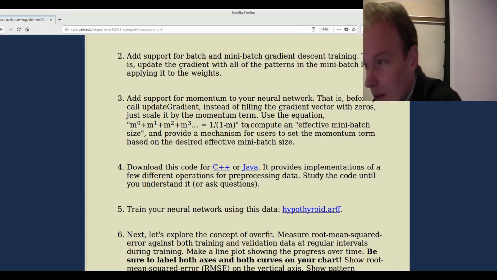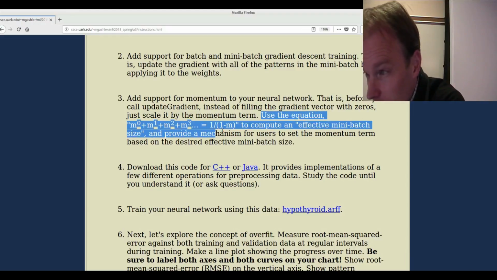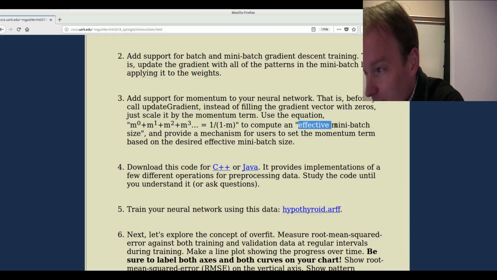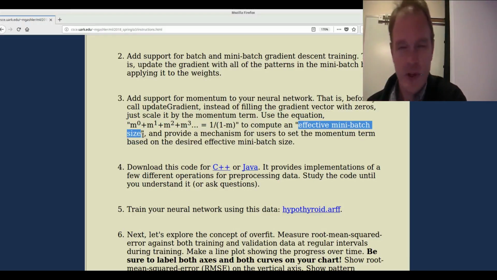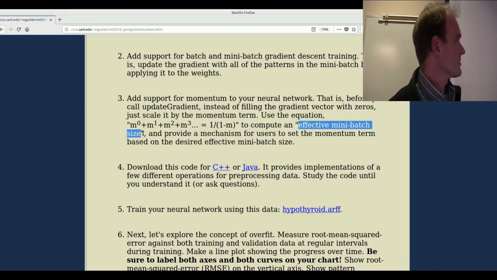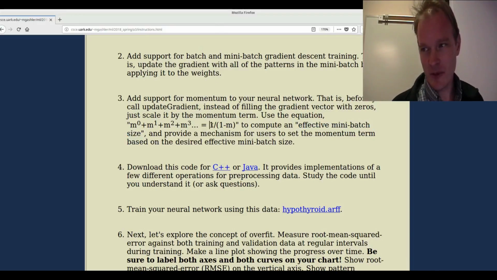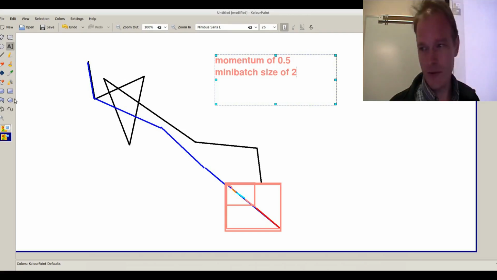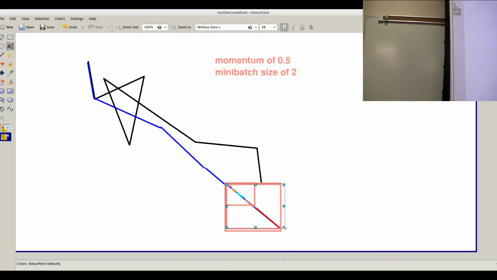Only reason I put that there is to use this equation to compute the effective mini batch size. And when I say effective, I'm doing air quotes there. I'm saying whatever this number says is the number of pattern presentations that have contributed to produce the current gradient at where you are. We're going to call that the effective mini batch size. If that makes sense. Yes?